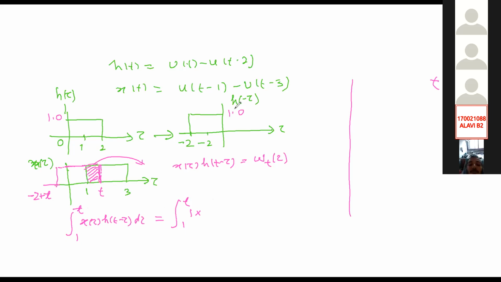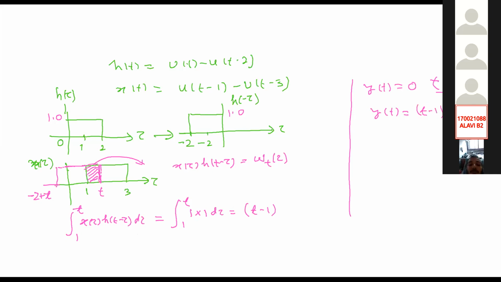But if we have other functions, we have to write the thing accordingly. In this simple case, it will be simply 1 multiplied by 1 into dt tau. And this is equal to what? It is equal to t minus 1, isn't it? t minus 1, and that is valid. So y(t) would be equal to 0 in this region. Then your y(t) would be equal to t minus 1.